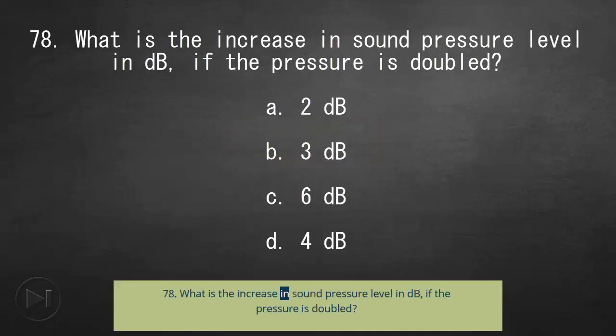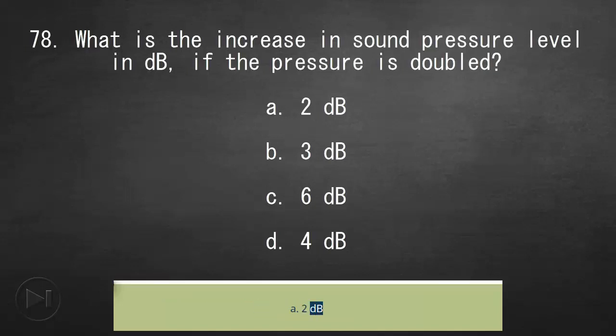78. What is the increase in sound pressure level in dB, if the pressure is doubled? A. 2 dB, B. 3 dB, C. 6 dB, D. 4 dB. Answer, C. 6 dB.